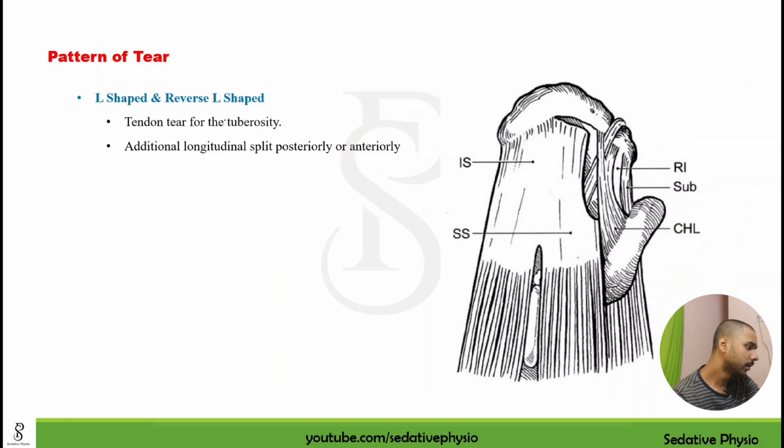Now, after U-shaped, the third one is the L-shaped or the reverse L-shaped. Here, what happens? The tendon tears from the tuberosity, with an additional longitudinal split posteriorly or anteriorly. Now see what happens here. See, this is the L-shaped tear, right? It will be shaped like an L. Here again, surgical management is needed. Through the surgery we will manage it, and after the surgery, post-operative rehabilitation will start.